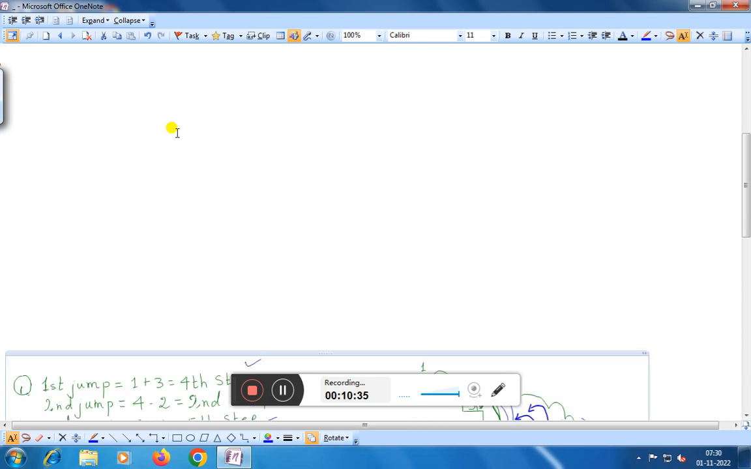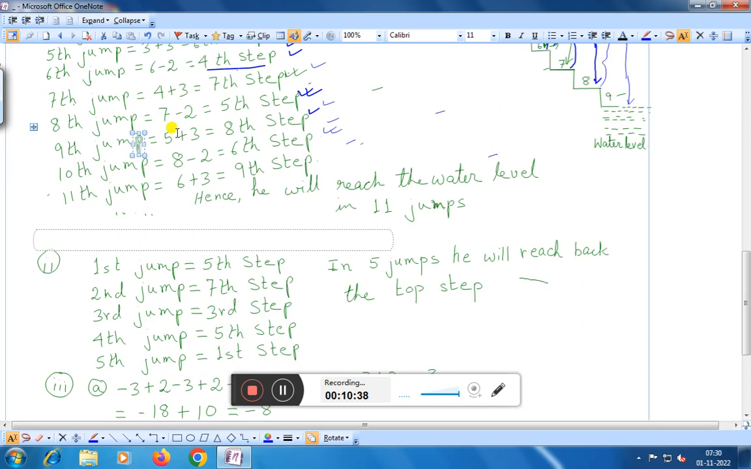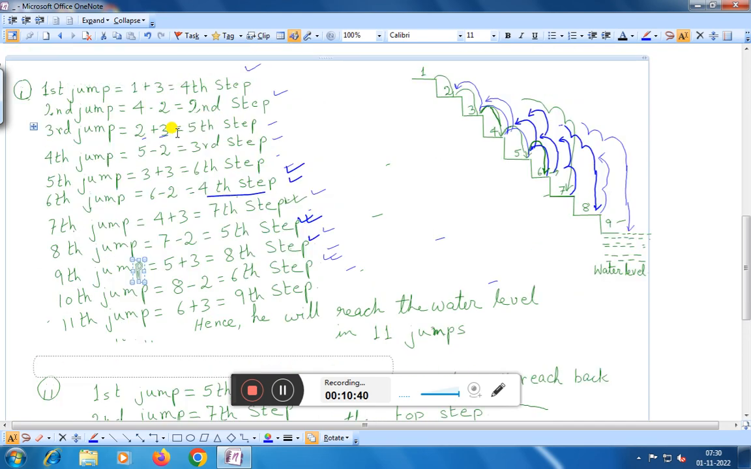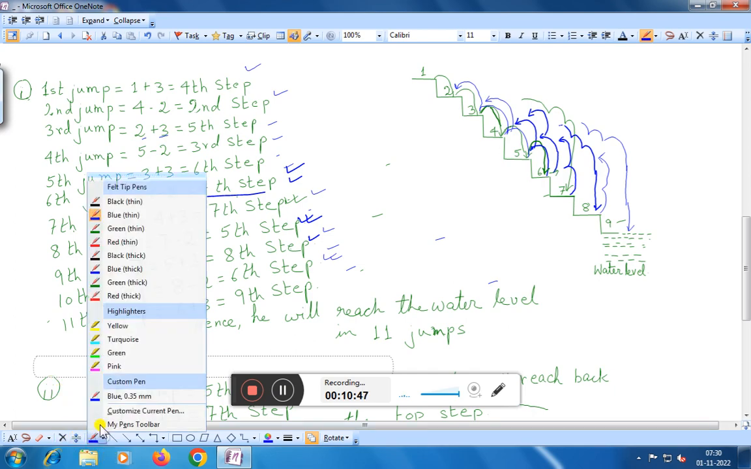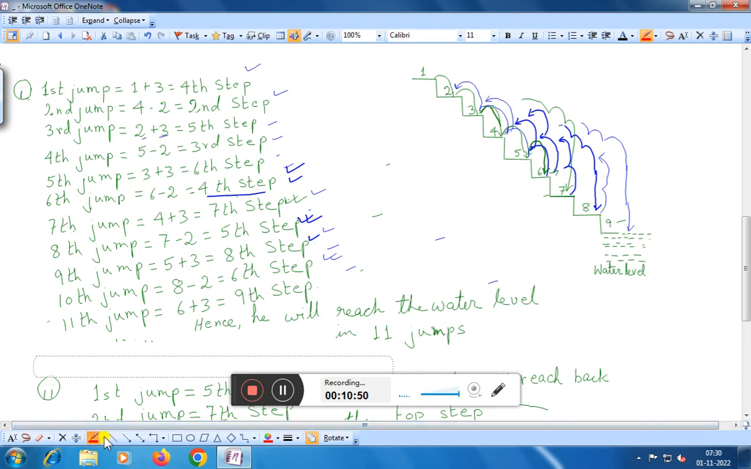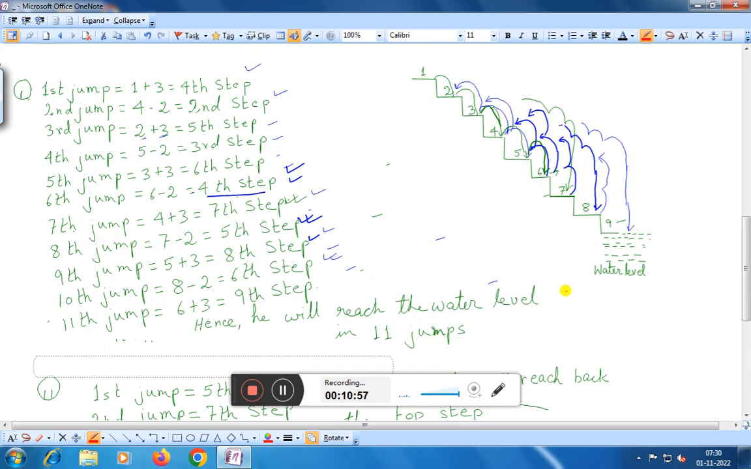He goes 4 steps. Here you see the first jump. In the first jump, he goes 4 steps. Suppose he was at 9. We change the color here so you will understand it better. Suppose this is red, right? In the first jump, he goes 4 steps.